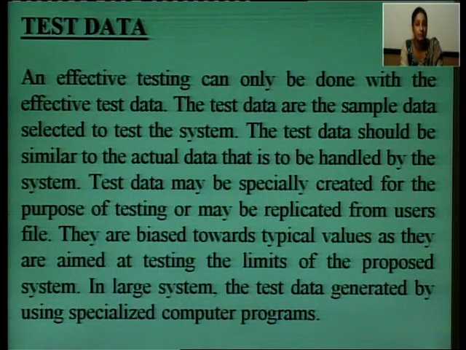The test data are the sample data selected to test the system. The test data should be similar to the actual data which is handled by the system. Test data may be specially created, or it may be replicated from the user files. They are biased towards typical values. We give the starting range and the ending range of the values. We start from the starting range and go up to the ending range, and we give those values. Our aim is to test the limits of the proposed system.